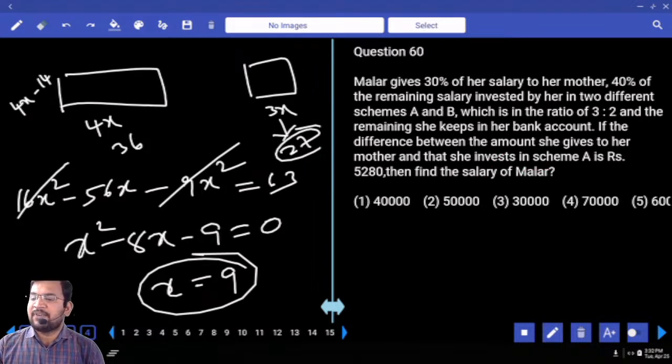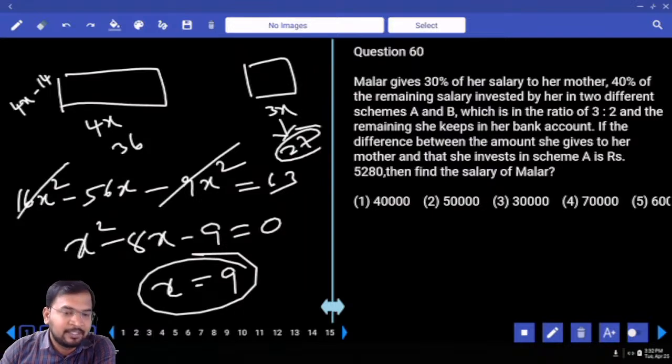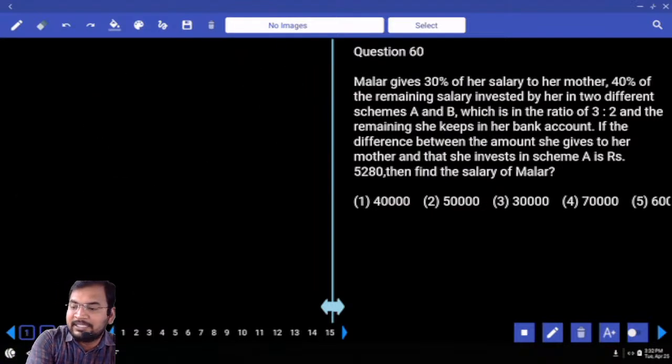Malar gives 30% of her salary to her mother, and 40% of the remaining salary is invested in two schemes A and B, which are in the ratio 3:2, and the remaining she keeps in her bank account. If the difference between the amount she gives to her mother and that she invests in scheme A is 5280, then find the salary of Malar. See here, Malar's salary I don't know. We assume it as what?